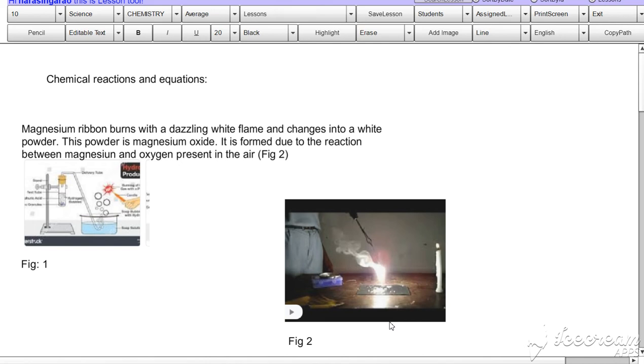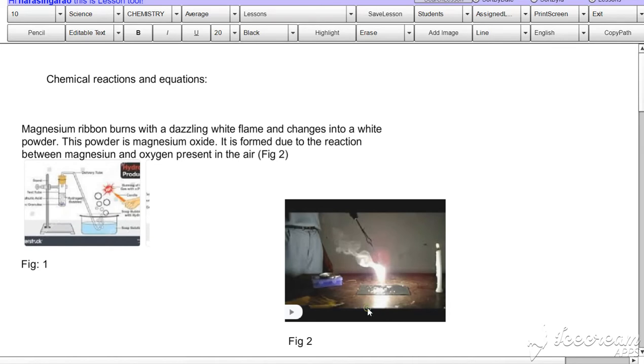Welcome to the lesson Chemical Reactions and Equations. This is chapter 1 of part 1 of the Karnataka State Board science topic. You can see two figures.